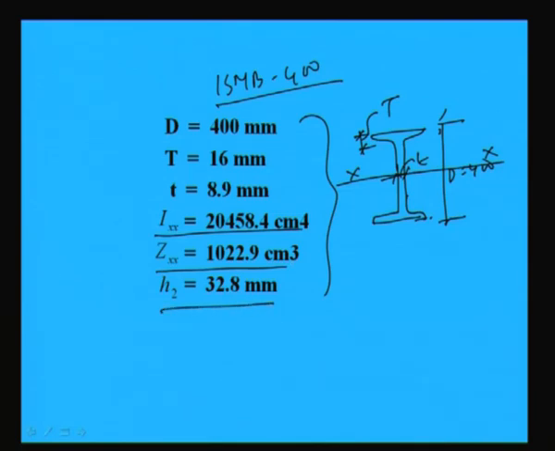and H2, which will be required, the distance from the root, that is 32.8 millimeter, right. So, these are the required data which will be necessary for checking and calculating different parameters for the final design, right. Now, what will we do?